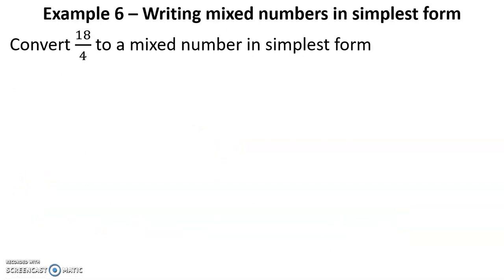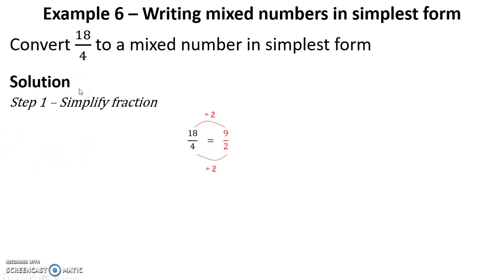Another example here, I'm converting 18 over 4 to a mixed number in simplest form. Same as my previous example, this is something you can copy in your books. The first step is to simplify the fraction. So what's the highest common factor of 18 and 4? In this case, it's 2. So 18 divided by 2 is 9. 4 divided by 2 is 2. When I'm simplifying fractions, don't forget, I must divide my numerator and my denominator by the same number. In this case, it's 2.